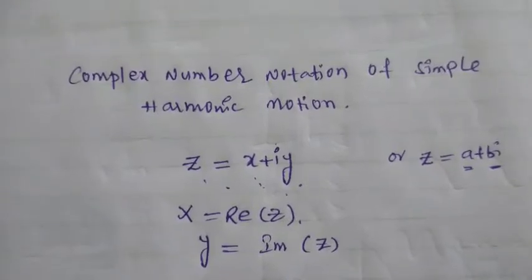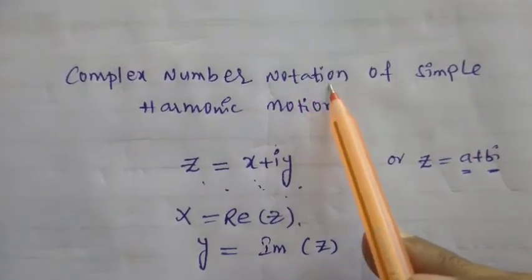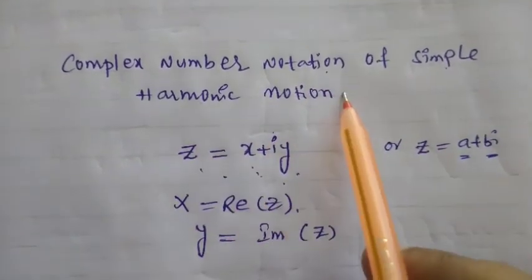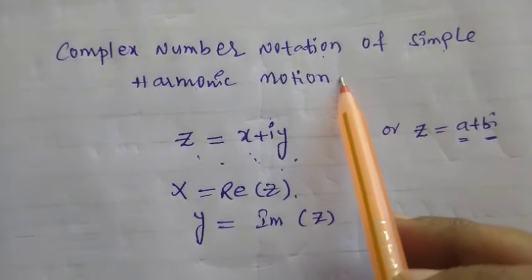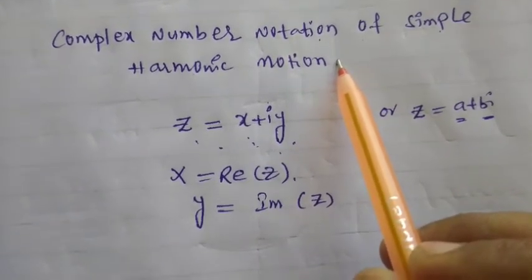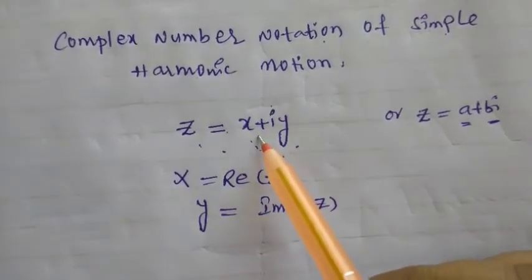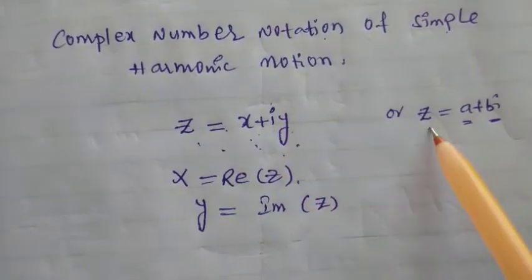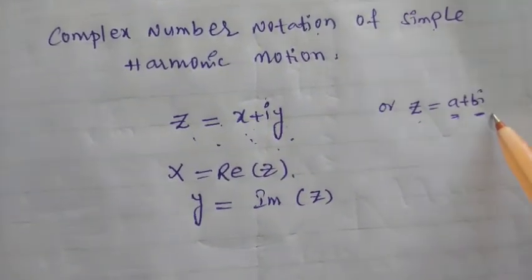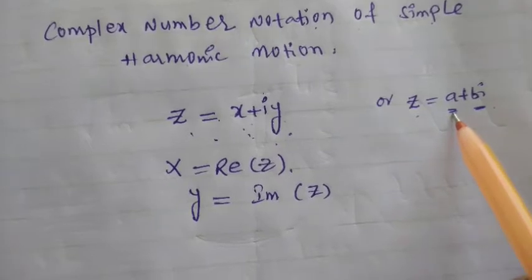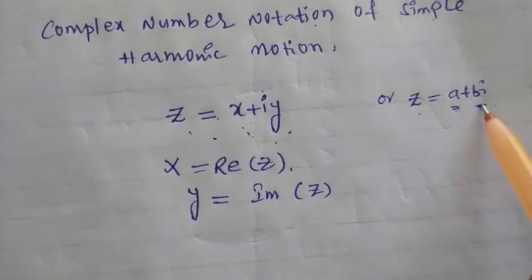Good morning to all. Today's topic is complex number notation of simple harmonic motion. Any complex number can be written as z equals x plus iy, or z equals a plus bi form. Here one is the real part and the other one is the imaginary part.